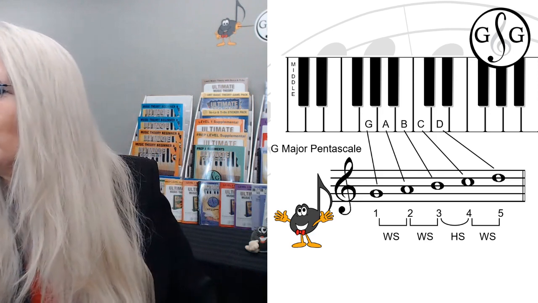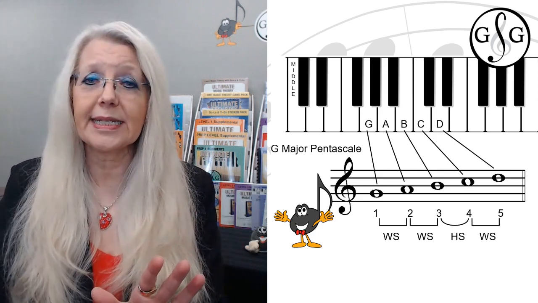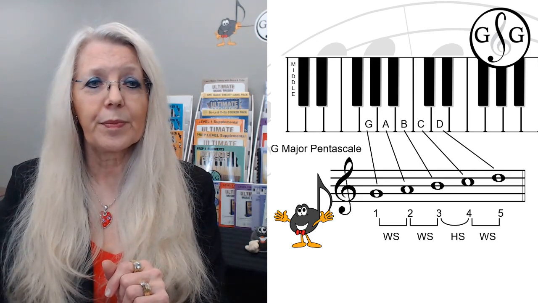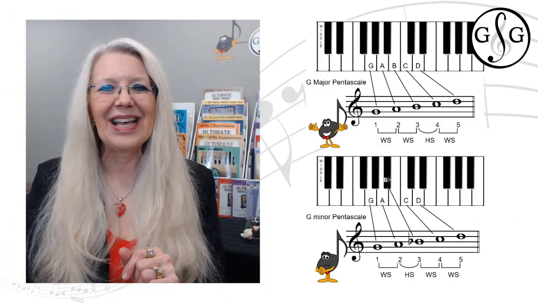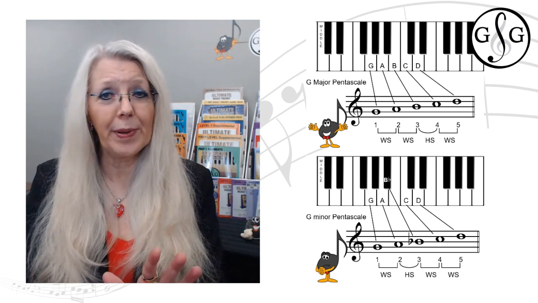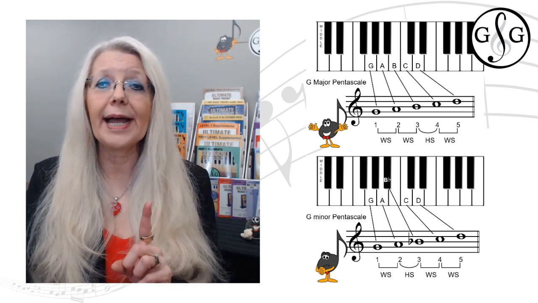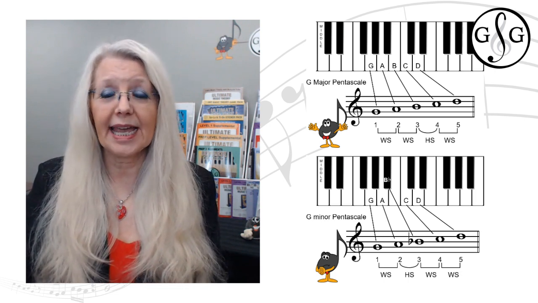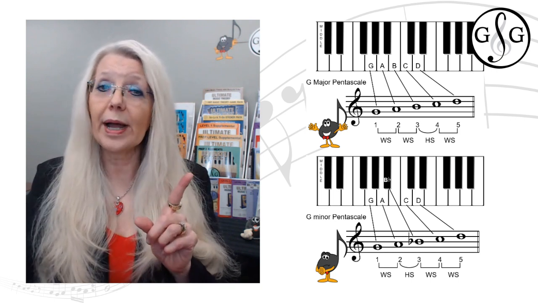I'm going to turn my volume up just a little bit. To change a major pentascale into a minor pentascale, the third note, I'm going to show you right here. It's pretty cool, right? To change a major pentascale into a minor pentascale, the third note of the major pentascale is lowered by 1/2 step. So look at the keyboard and the G minor scale in the treble clef. Now I want you to notice how the B has moved 1/2 step lower to the B flat, right?